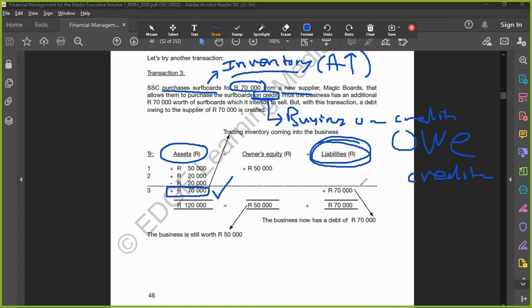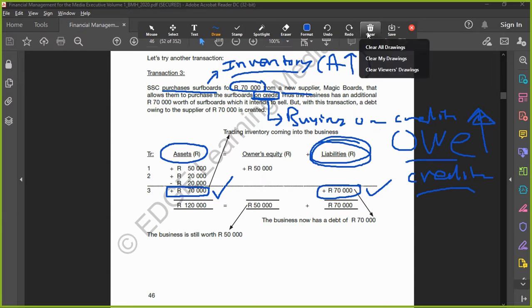Okay, so if you owe the creditor, you have an increase in the liability. You're going to owe them more, not less. You would owe them less if you had to pay them, but you're not paying them. You're buying from them on credit. You're promising to pay, so there's an obligation to pay. So your liabilities will go up. In this scenario, assets are going up and liabilities are going up.